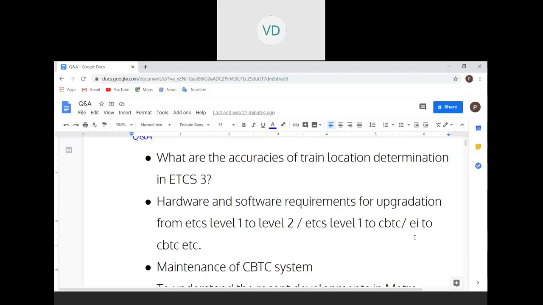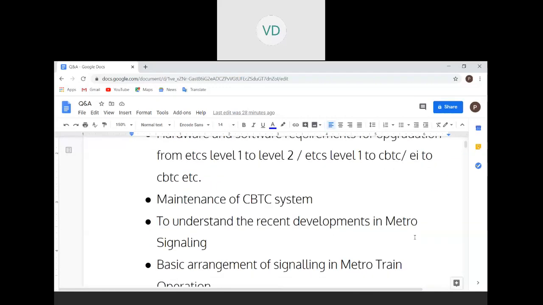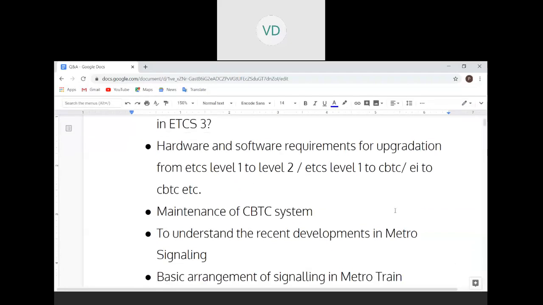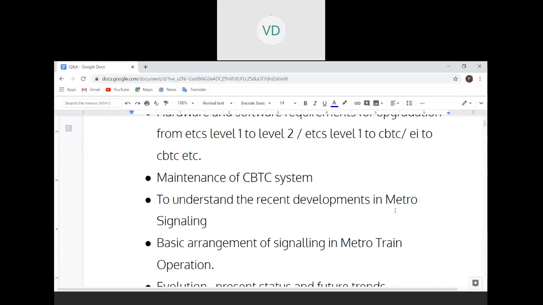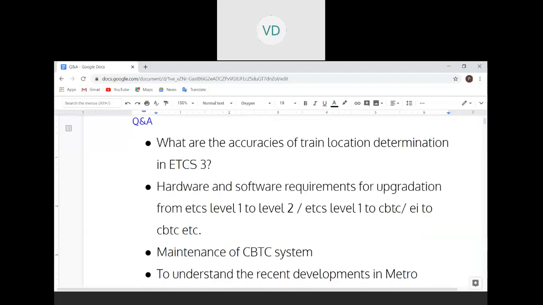There is a lot of work going on between interoperable CBTC and CBTC, cross-channel, they are trying to experiment on that. So you cannot upgrade ETCS level 1 to CBTC because they are not compatible. Level 1 to level 2 is totally upgradable.